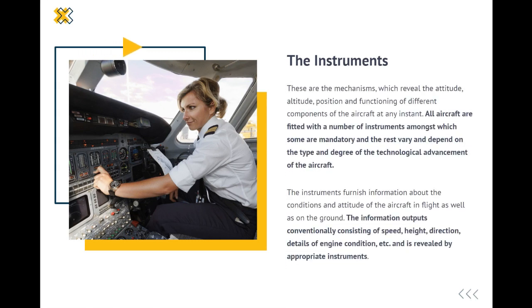The instruments. These are the mechanisms which reveal the attitude, altitude, position and functioning of different components of the aircraft at any instant. All aircraft are fitted with a number of instruments, amongst which some are mandatory and the rest vary and depend on the type and degree of the technological advancement of the aircraft. The instruments furnish information about the conditions and attitude of the aircraft in flight as well as on the ground. The information outputs conventionally consist of speed, height, direction, details of engine condition, etc., and are revealed by appropriate instruments.